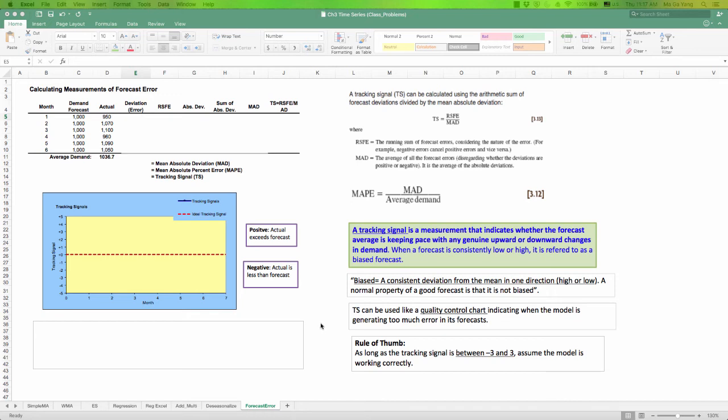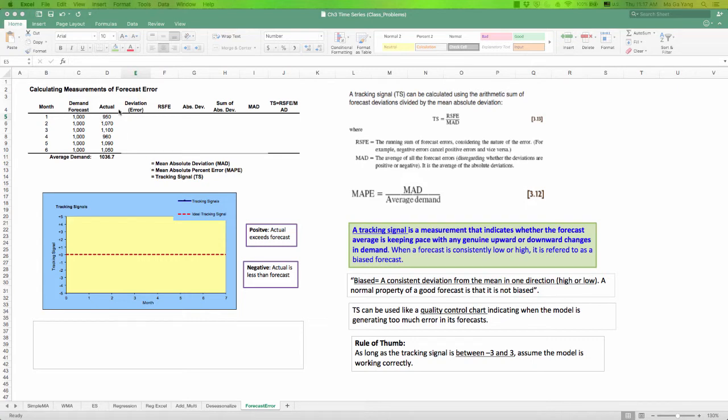Okay, now let's think about the forecast error. Here there are many ways to measure the forecast error. One of the ways you can use is the mean absolute deviation and the tracking signal. And also I'm going to briefly talk about mean absolute percent error. But mainly the mean absolute deviation (MAD) and tracking signal are the main focus of today's lecture.